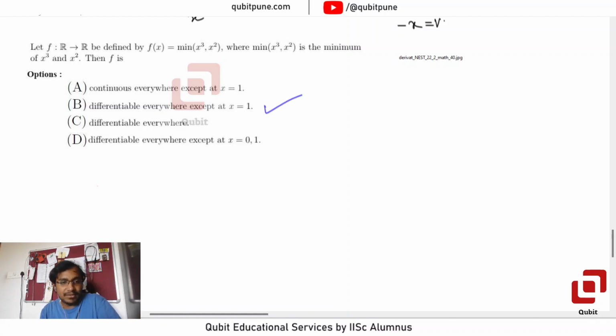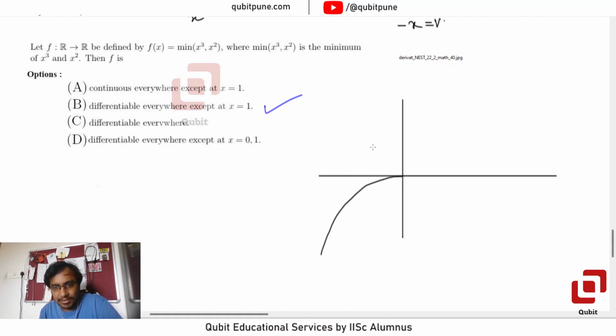Minimum of x cube and x squared, so definitely it is like this because x squared is this, and then after this it would be x squared, I suppose, at 1, and because the x cube is less than x squared for values of x less than 1, it would be something like this. Yes, it is differentiable everywhere except at 1, because the left hand derivative will be 3x squared at 1, so 3, right hand derivative will be 2x, so 2, correct, option B.